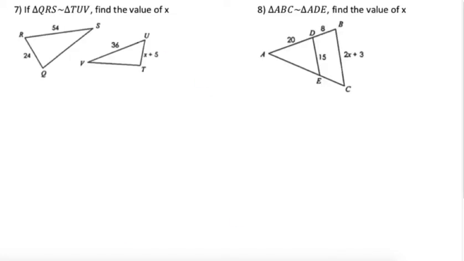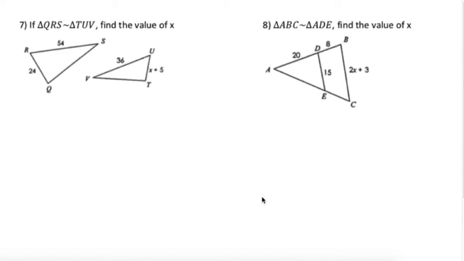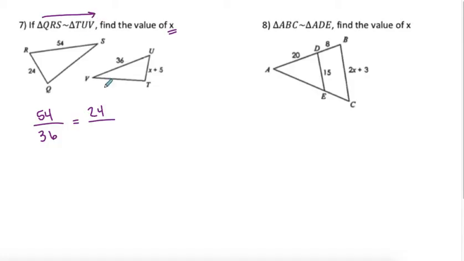All right, on number 7, we're looking for the value of x again. Okay, so we're solving here for x. I'm going to start with QRS. This triangle is similar to TUV. So if I pick a side, I know 54, R to S, goes with UV, 36. There's a scale factor because I know both of them. So my other side I know is 24, R to Q goes with U to V, x plus 5. I have an equation now. I can cross multiply and solve.